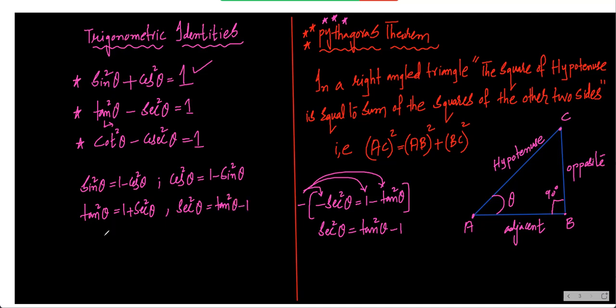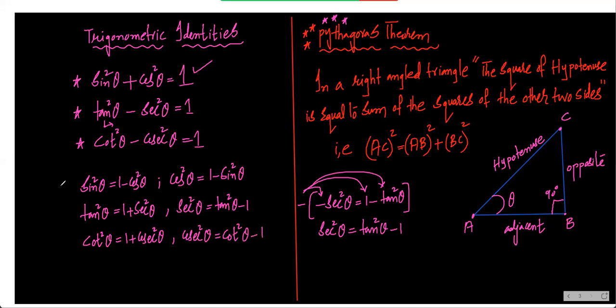And there is one more. If you want here cot square theta value, 1 plus cosecant square theta, comma, if you want cosecant square theta value, like the second identity only, if you change it, it becomes cot square theta minus 1. Cot square theta minus 1.